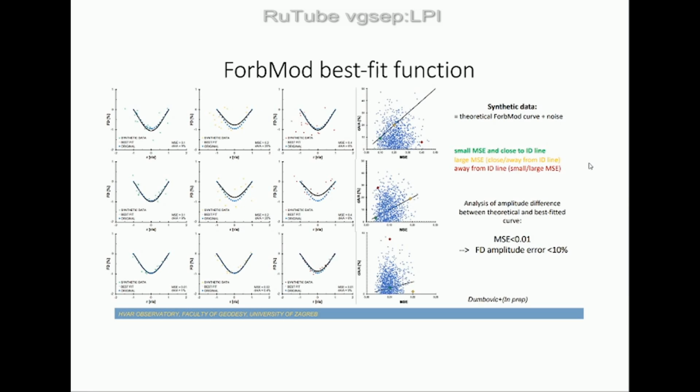So our conclusion from this is that if you get a fit which is below 0.01 mean standard error, it should be somewhere in this small square here around the identity line, meaning that your Forbush decrease amplitude error should be below 10%.